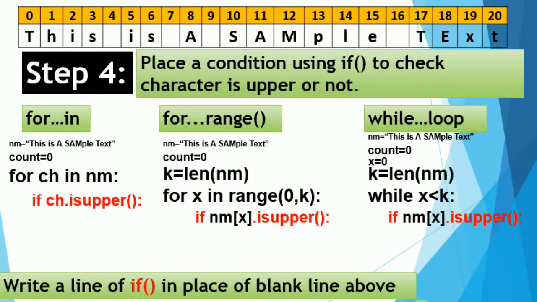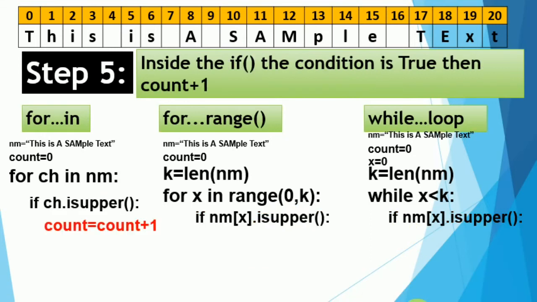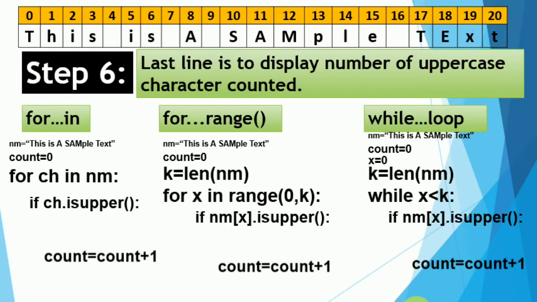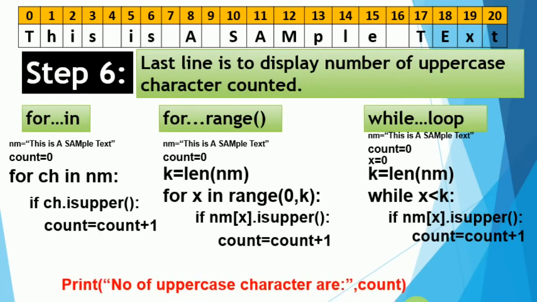If the answer is yes, if it is an uppercase, then the counting starts: count plus 1. That means at the start the count is 0. As it finds that the first character is capital, count now becomes 1, so it moves one step. Now count is 1. The last line is executed when the whole string has been read. The last line is the same for all three loops, whether you use for in, for range, or while. It prints the number of uppercase characters, which is count.